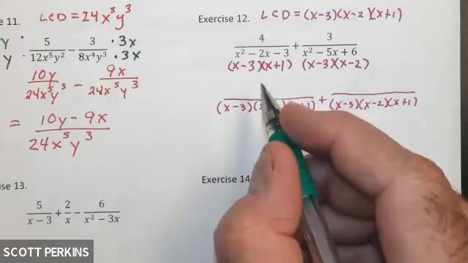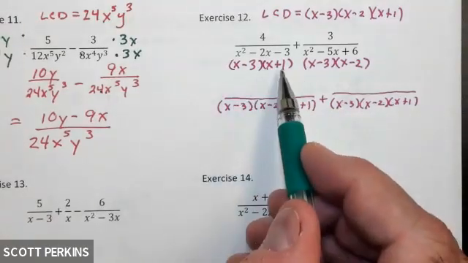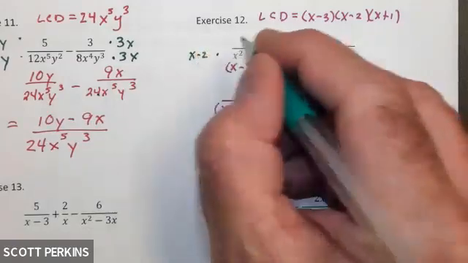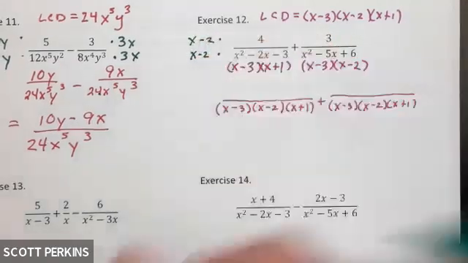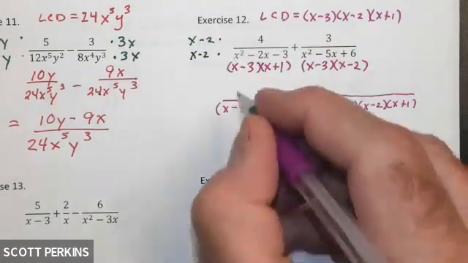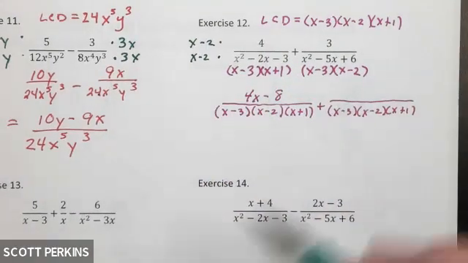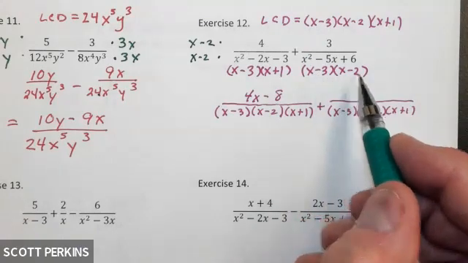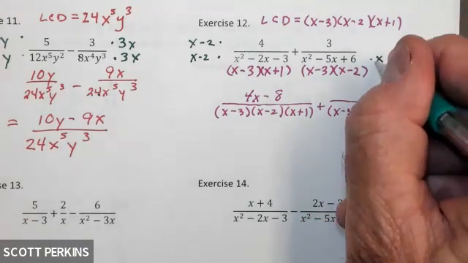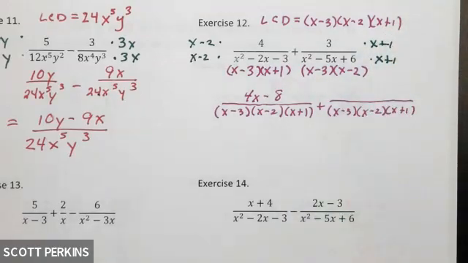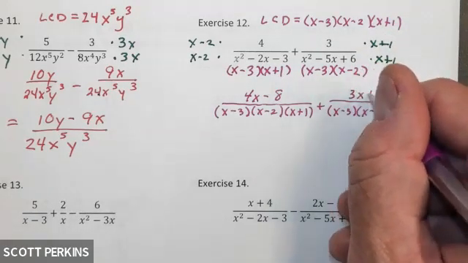At the first fraction, I've got x minus 3, x plus 1. It's missing the x minus 2, so I multiply this first fraction by the x minus 2. And so then when I distribute, that's 4x minus 8. The second fraction, I've got x minus 3, x minus 2. It's missing the x plus 1, so I multiply by x plus 1 here. And so when I distribute, that's 3x plus 3.